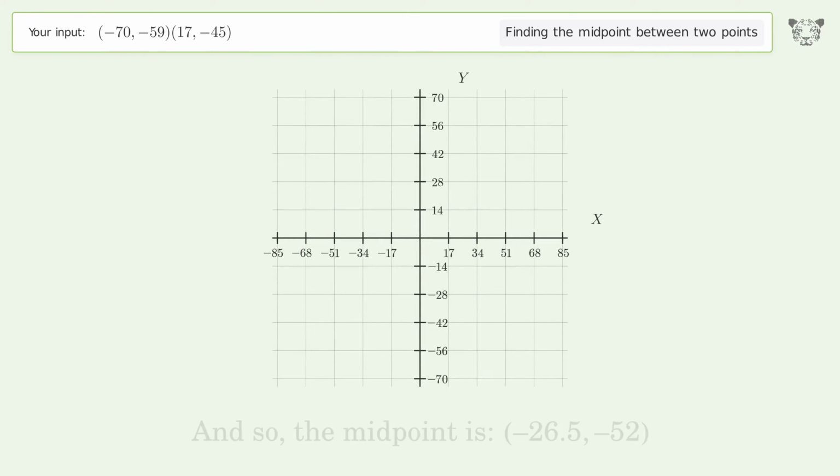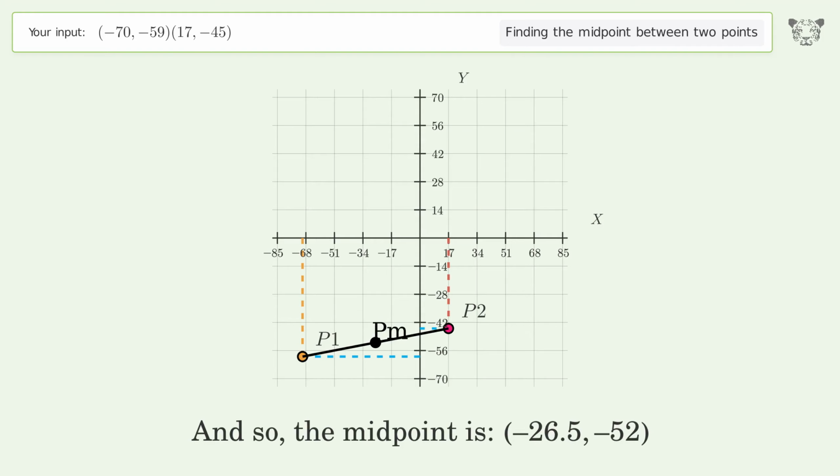And so, the midpoint is negative 26.5, negative 52.